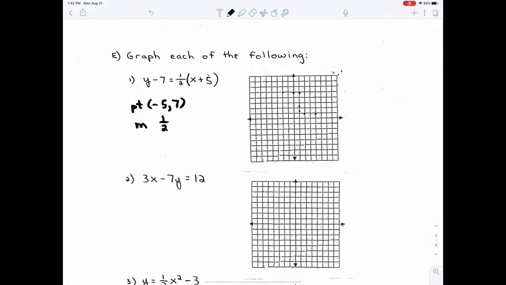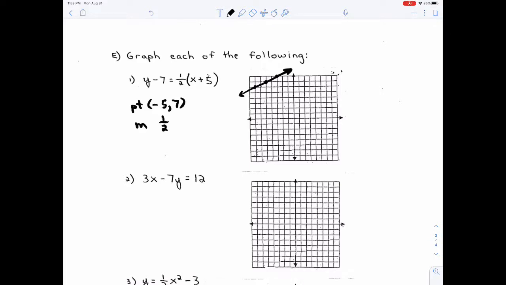So I'm going to go over, I got to get rid of some other junk on here first. Okay, so I'm going to go over -5, 1, 2, 3, 4, 5, and up 7 to that point. And then I'm going to go up 1 and over 2. Or again, and that's sufficient. Or you could have gone down 1 and over -2 and put that. I don't care. And then draw it. That's how you should be drawing that.